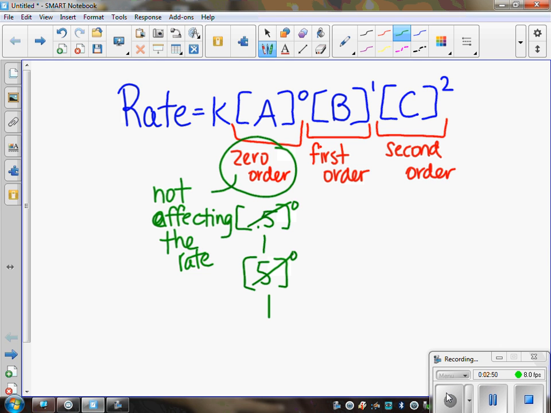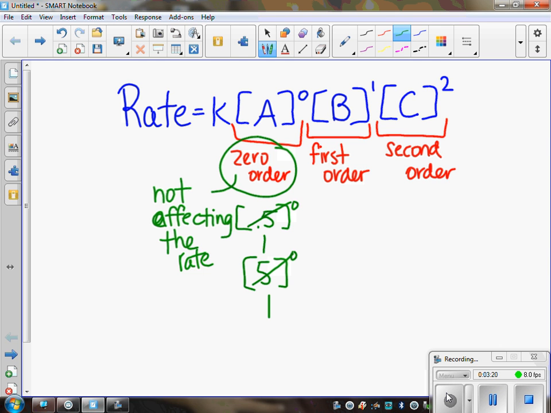So anything that's 0 order will have no effect on the rate. So if a question gave you the rate law and you had a reactant that was 0 order and it said you're doubling the concentration of A, nothing's going to happen to the rate of this reaction because doubling it has no effect, because we're going to raise it to the power of 0. It's going to come out to be 1. So no matter what I do, I could increase the concentration by 100 times. The rate will not change. That reactant does not affect the rate of a reaction.